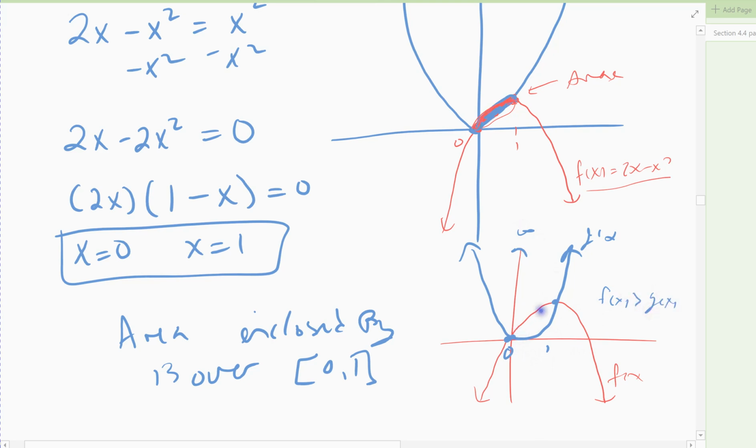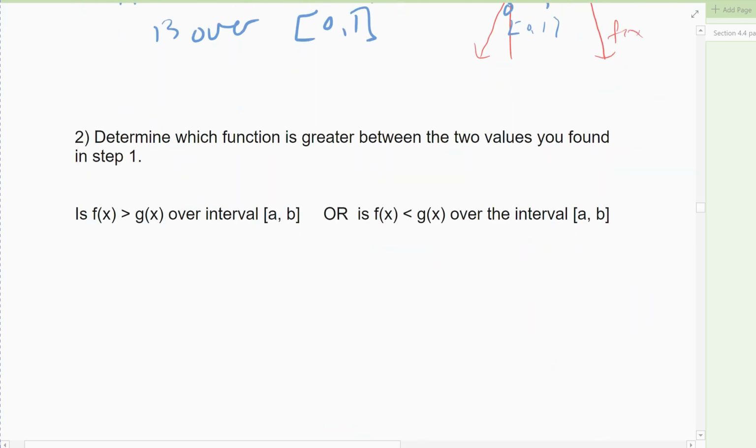The red is above the blue between my interval 0 to 1. And so I know that f of x is greater than g of x based on the graph. But there is a way to do this without the graph, if you were solving this without having the graph.